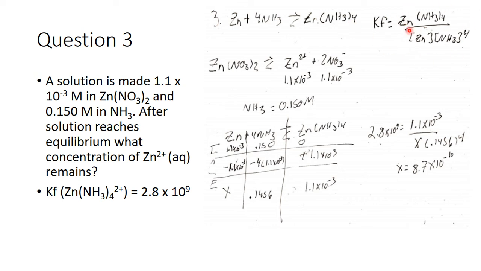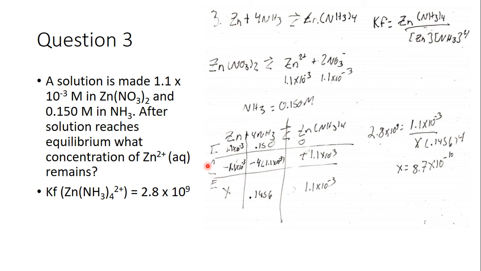Now, before we go and solve this, we have to look at what else is going on in our equation. What other compounds are in our solution? So if we have zinc NO3, this will break down to zinc plus 2 NO3 minus. We initially started with 1.1 times 10 to the minus 3 of this compound. It will break down completely, so we have 1.1 times 10 to the minus 3 zinc. And we also start with 0.150 molar NH3.